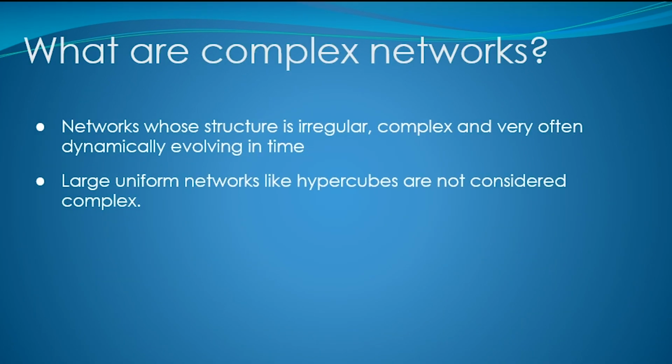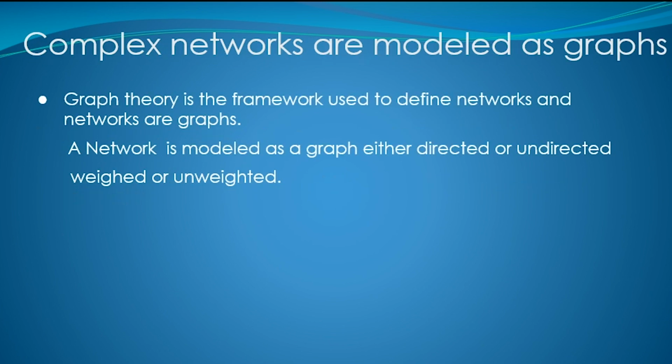You are familiar with networks, right? What networks are you familiar with? Sure, like computer networks, World Wide Web, Internet, etc. Friendship network, etc. are familiar. So, networks whose structure is irregular, complex, and very often dynamically evolving in time, changing in time. These networks are called complex networks. And how do you represent complex networks is using graph theory.